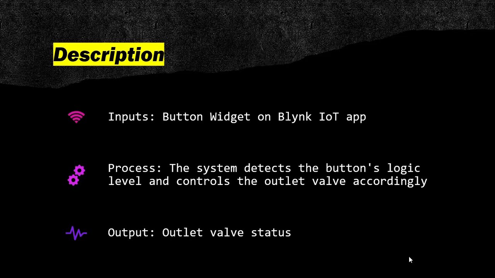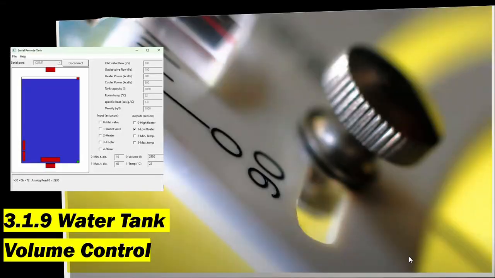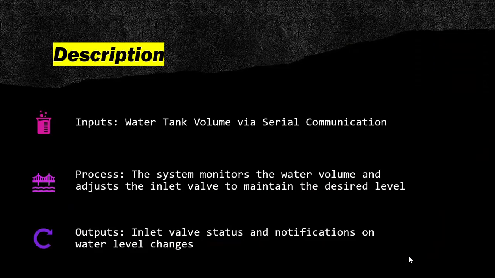The system detects the button logic level and controls the outlet valve accordingly, similar to your inlet valve. So next, water tank volume control. How we are controlling the volume via serial communication. The system monitors the water volume and adjusts the inlet valve to maintain the desired level. Like how much he wants, according to that, he can set the volume. So the output will be inlet valve status and notification on water level changes.